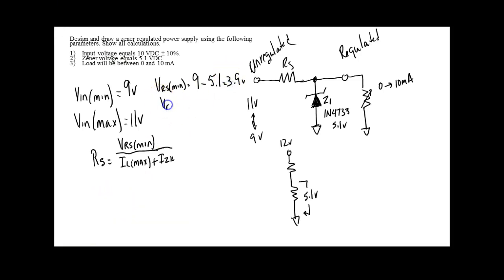Then we'll go ahead and calculate VRS max, because we'll need it later on to calculate the power in the Zener. This is going to be 11 minus 5.1. What's that going to give me? 5.9. And we're going to use that later to calculate the power in the Zener and also the maximum current flow in the circuit.